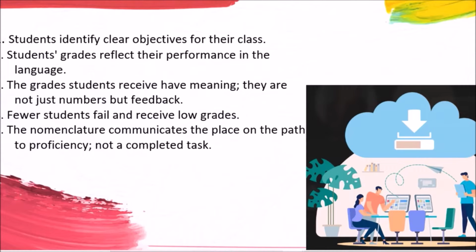The first one, students identify clear objectives for the class. Number 2, the students' grades reflect their performance in the language. Number 3, the grades the students receive have meaning. They are not just numbers but feedback. Number 4, fewer students fail and receive low grades. Number 5, the nomenclature communicates the place on the path to proficiency, not completing the task.